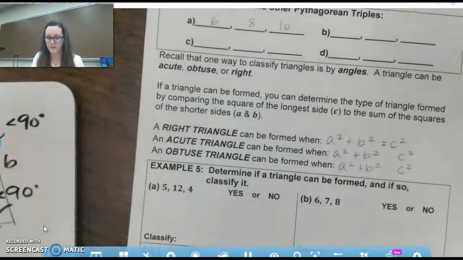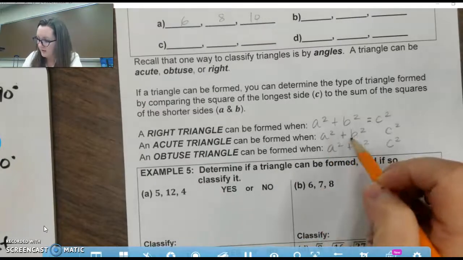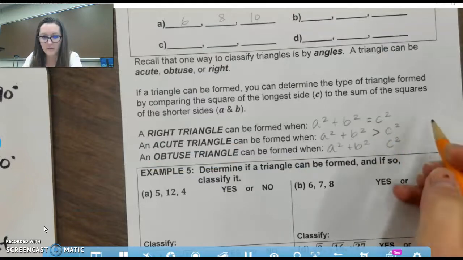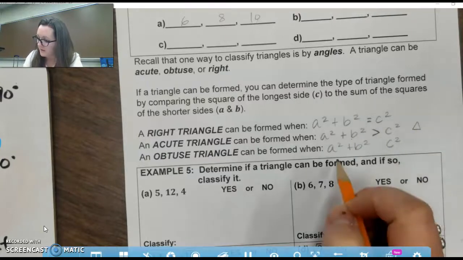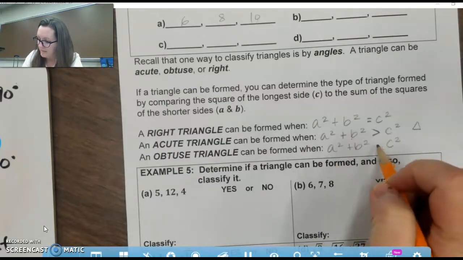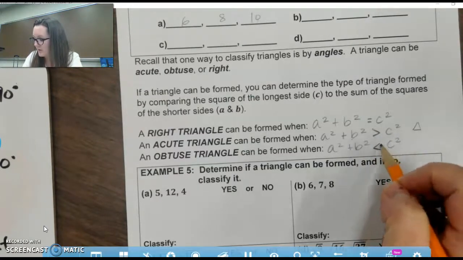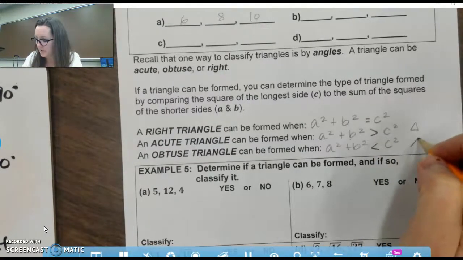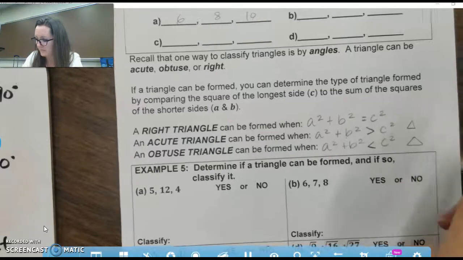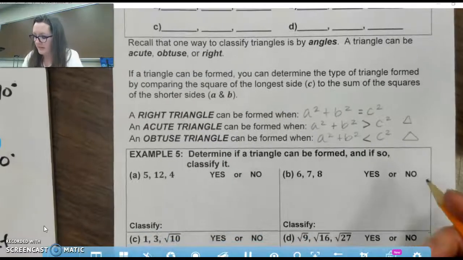So let's look. I'm going to tell you which one is which. When your legs add up to be longer than your hypotenuse, then it's greater than, right? That's acute. That's how I always remember it, like this. When your legs add up to be shorter, or the squares of your legs, let me be really specific there. The squares of your legs add up to be shorter than your hypotenuse or your longest side, then it's going to be obtuse. Okay? That helps me remember by seeing the picture.